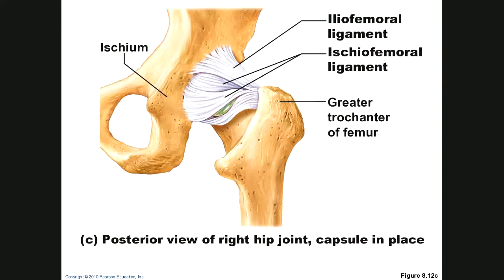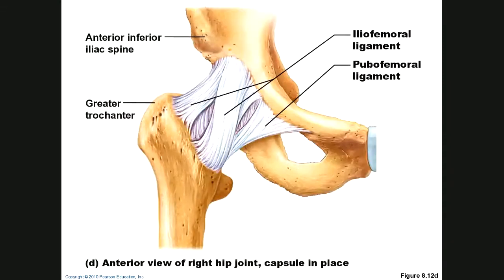Okay, here we have, this is our ischium here. We have the iliofemoral ligament, ischiofemoral ligament here. That's the greater trochanter of our femur. Here we have our iliofemoral ligament, so from the ilium down to the femur. This is our pubofemoral ligament, because this is the anterior portion here, so this is the pubis. So from the pubis down to the femur.